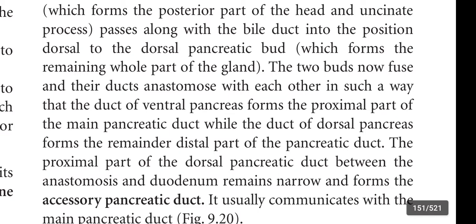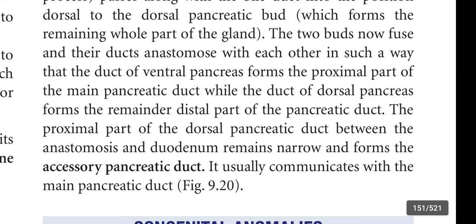their ducts anastomose with each other in such a way that the duct of ventral pancreas forms the proximal part of the main pancreatic duct, while the duct of dorsal pancreas forms the remainder distal part of the pancreatic duct. The proximal part of the dorsal pancreatic duct between the anastomosis and duodenum remains narrow and forms the accessory pancreatic duct. It usually communicates with main pancreatic duct.